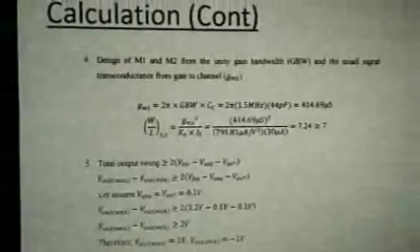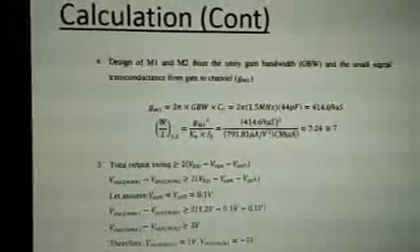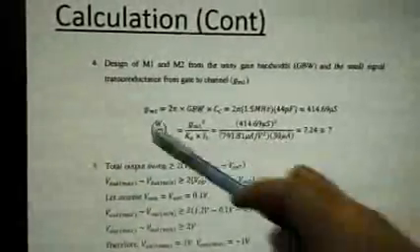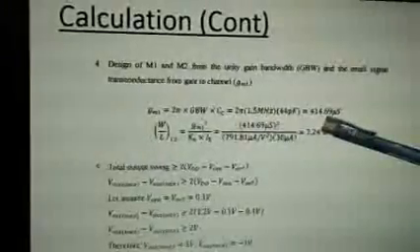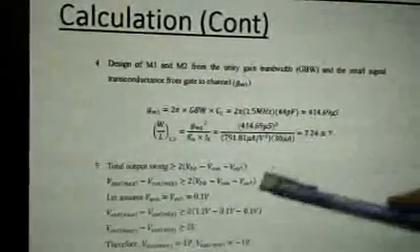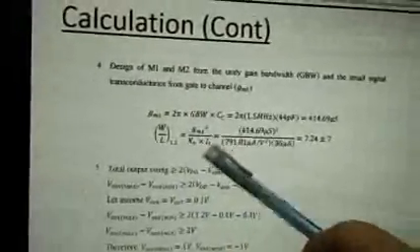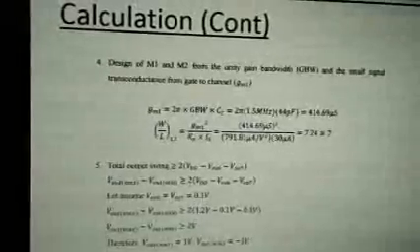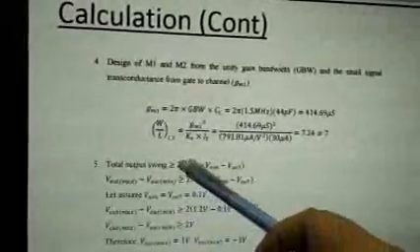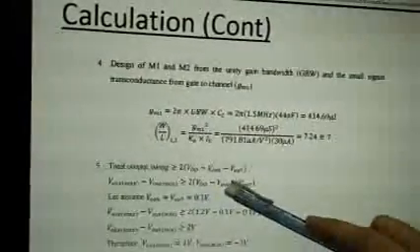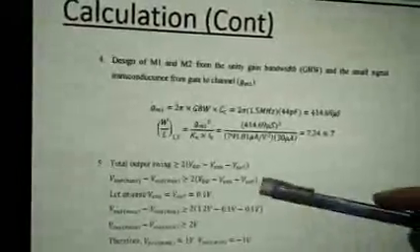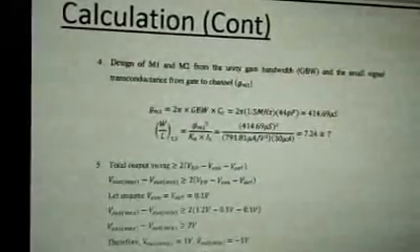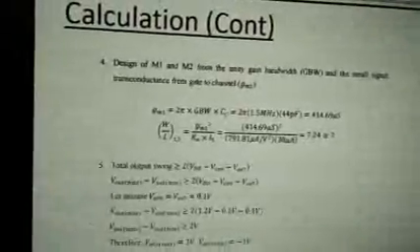Next, M1 and M2 are designed from the unity gain bandwidth and the small signal transconductance from gate to channel. And also from the equation, we get GM1 equal to 414.69 microsiemens, and then finally we get the aspect ratio for M1 and M2 equal to 7.24, which is approximately 7. And next, the total output swing will be more than 2 times (VDD minus V overdrive 6 minus V overdrive 7). Following the calculation, finally we get V out max equal to 1 volt and V out minimum equal to negative 1 volt. This is the total output swing.